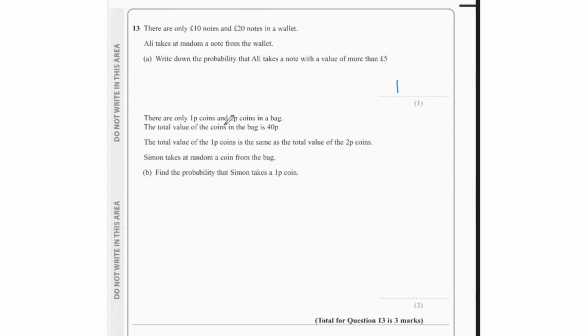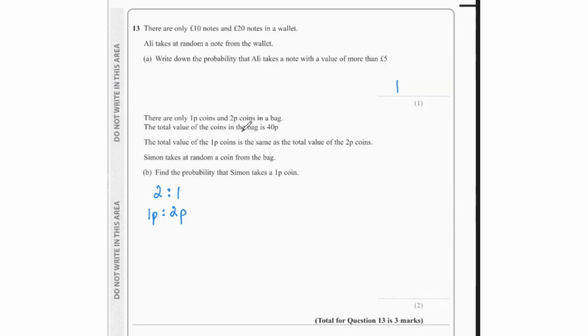Then it says there are only 1p coins and 2p coins in a bag. The total value of the coins in the bag is 40p. The total value of the 1p coins is the same as the total value of the 2p coins. Simon takes at random a coin from the bag. Find the probability that Simon takes a 1p coin. If the 1p coins and 2p coins have the same total values, that means the number of 1p coins is going to be twice that of the 2p coins. So 1p coins to 2p coins is going to be the ratio of 2:1.